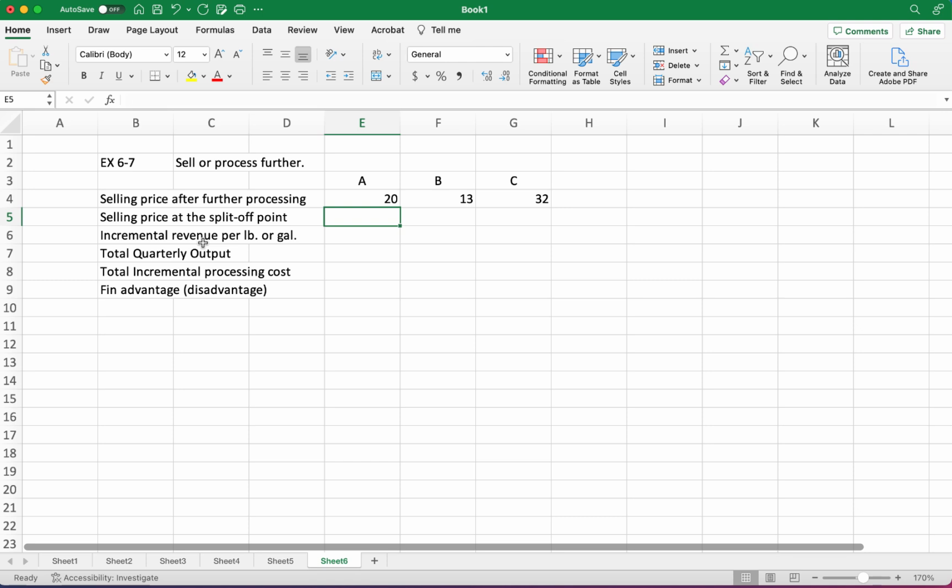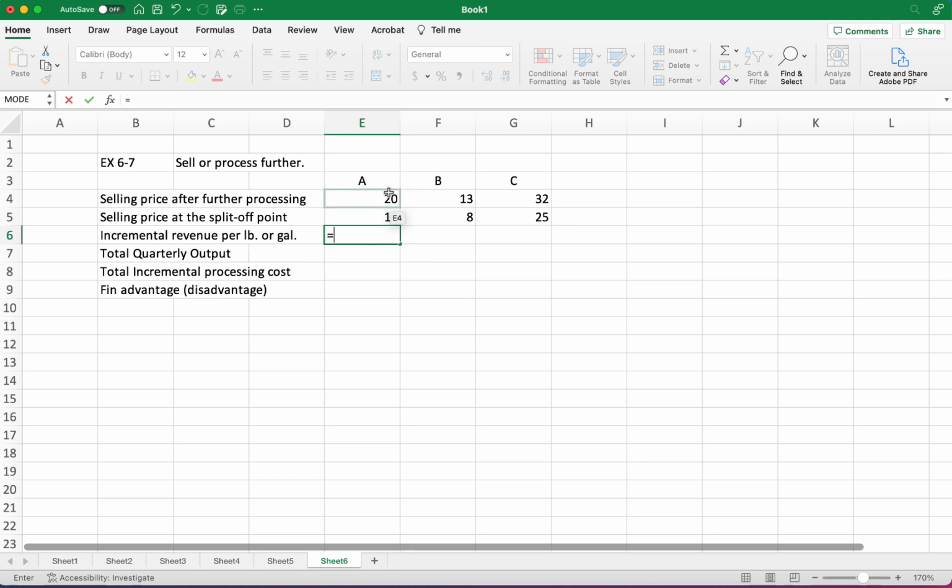Okay, so we got 16 bucks for A at the split off point. Product B, we have a $8 per pound selling price at the split off point. And product C, the selling price is $25 per gallon at the split off point. So all we need to do is take the difference between the two selling prices.